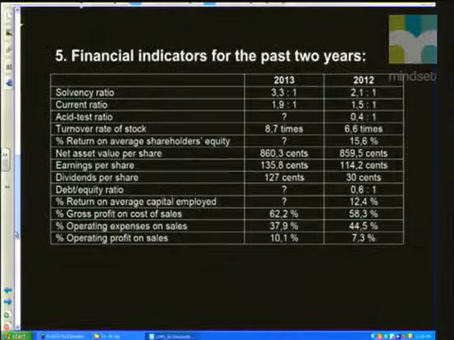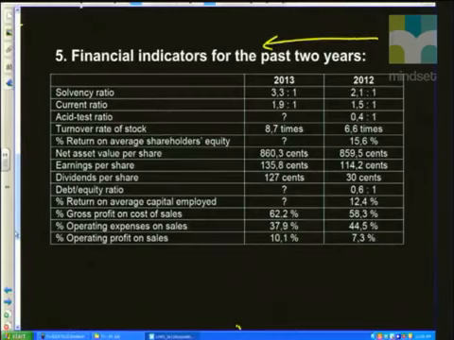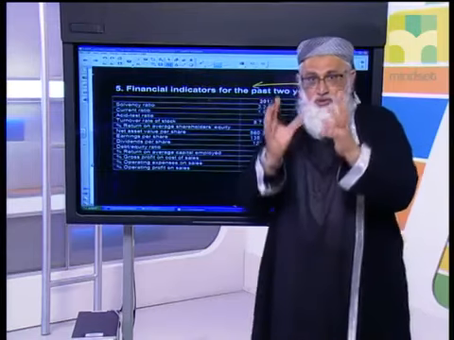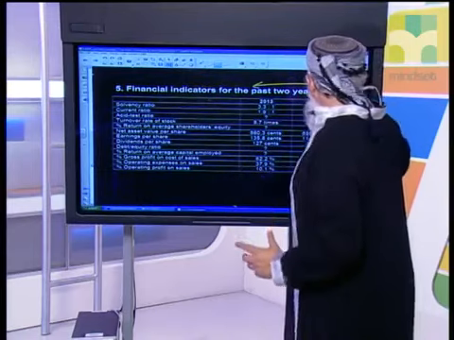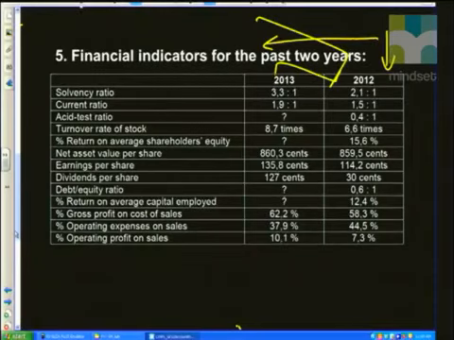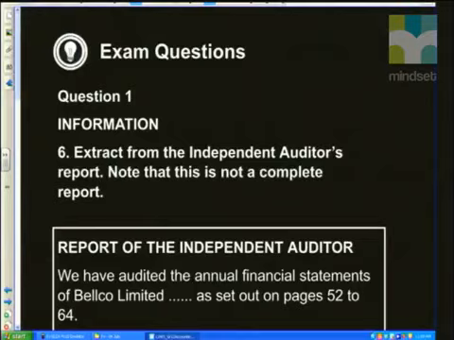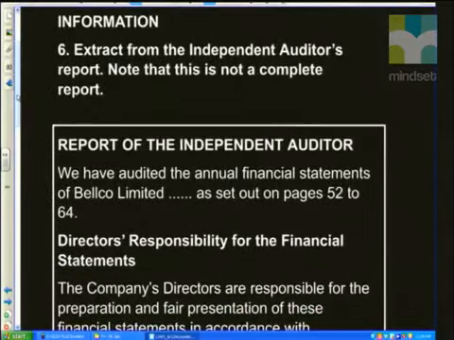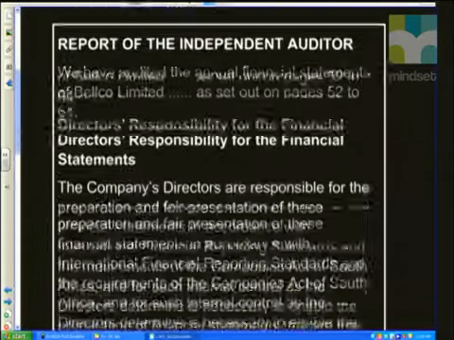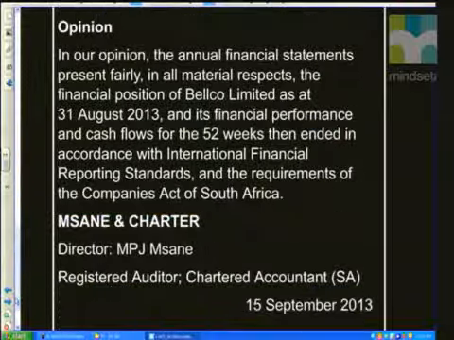In the financial indicators that are given, you can see last year and this year. These were last year's indicators, referring to 2012, and this year's indicators are 2013. So I've given you a brief overview of the question, and you will notice that in this question as well, you are given an extract from the independent auditor's report. We spoke about this earlier when we did the matching of the two columns, and based on this report, you are expected to answer certain questions.